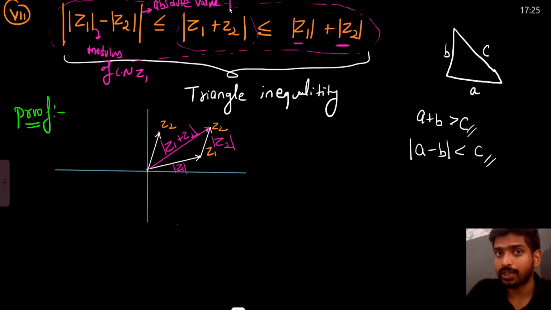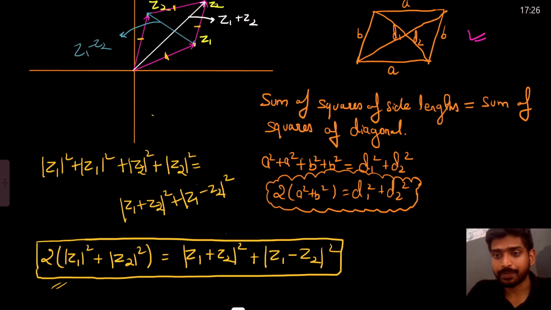Got it? So always try to solve complex number problems by assuming them as vectors. Got it? So easily you can prove the properties. Some questions are very easy if you assume them as vectors. Easily you can solve some questions. Got it? Very easy. Thank you.